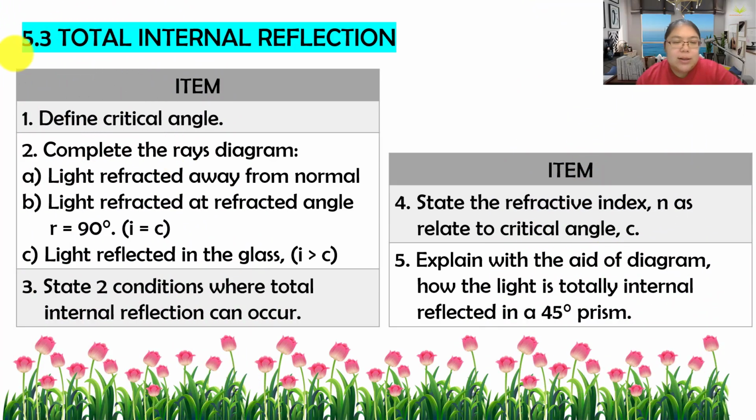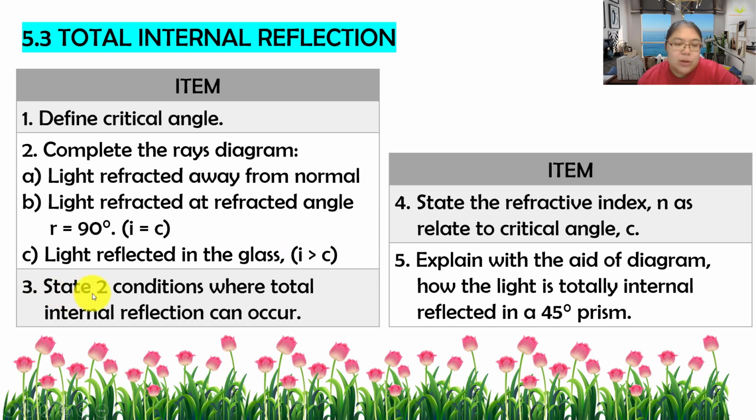First, I need to mention what we need to learn from this topic. First, you need to define the critical angle. Number 2, you need to complete the ray diagram: refracted away from the normal, and refracted at the refracted angle of 90 degrees. Then C, you need to learn about the light refracted in the glass when the incident angle is more than C.